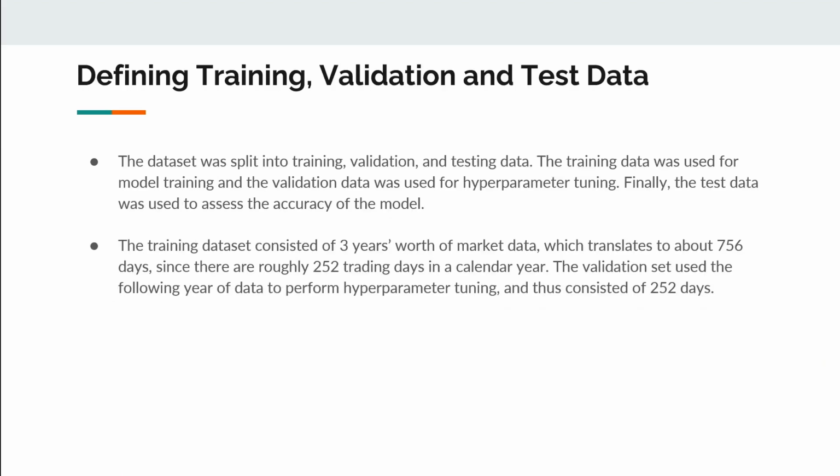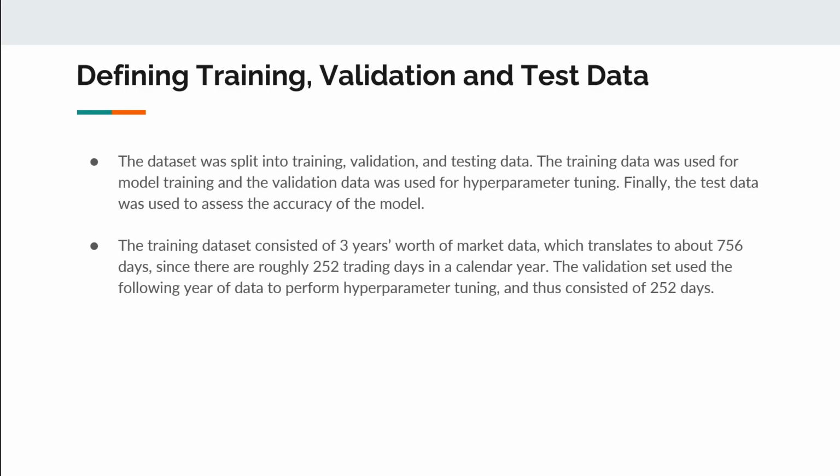So now we define the training, validation, and the test dataset. The dataset was split into training and validation as well as test data. The training data was used for model training and the validation data was used for hyperparameter tuning. Finally, the test data was used to assess the accuracy of the model.